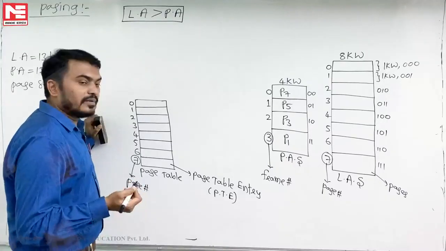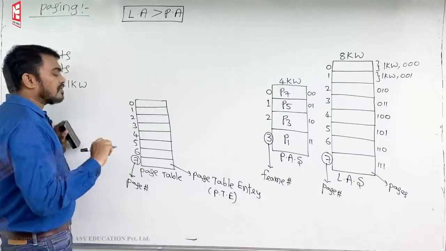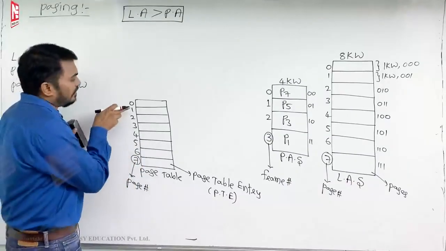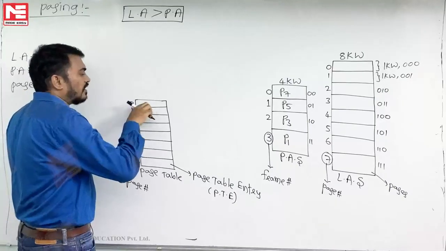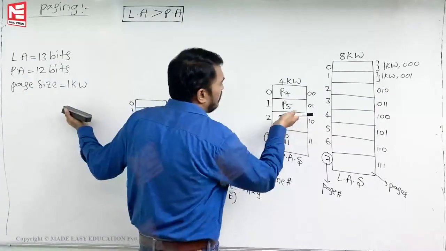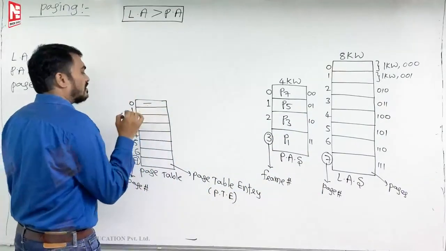Okay, but page table entry definitely contains what? Frame number. Now it means which page is in which frame. Now tell me, page number 0 here, this is a number. Is page number 0 inside any frame? It is not available in physical memory, so you will have a blank, that is not there.